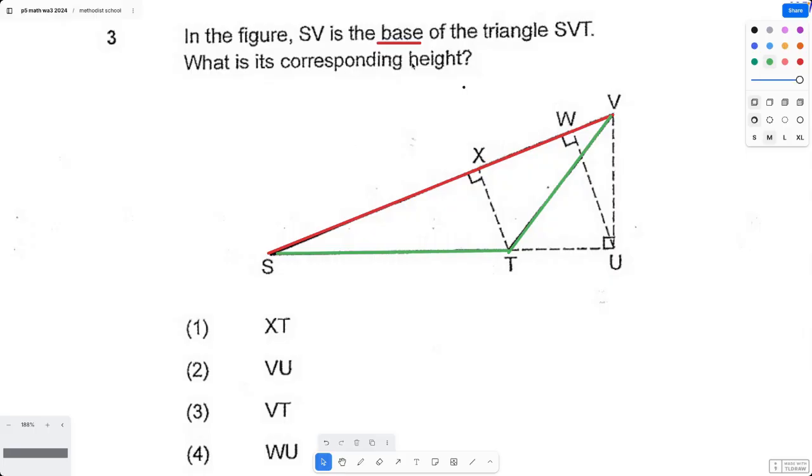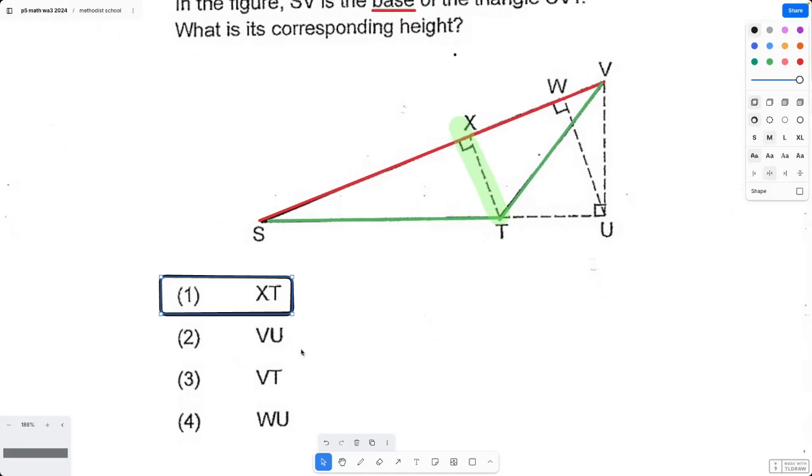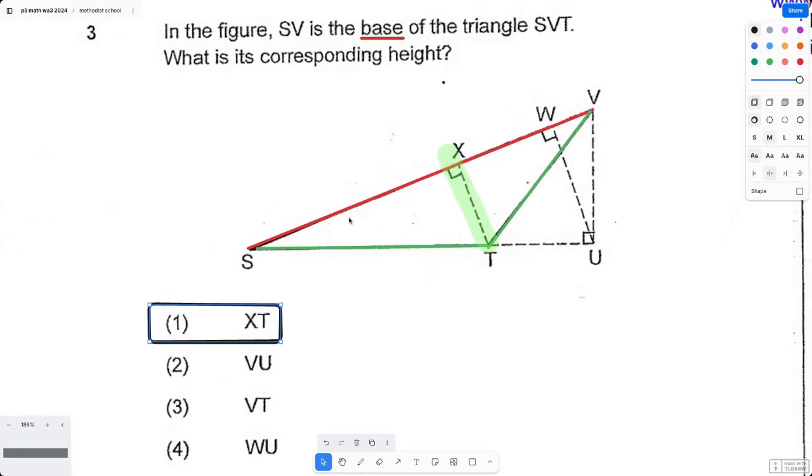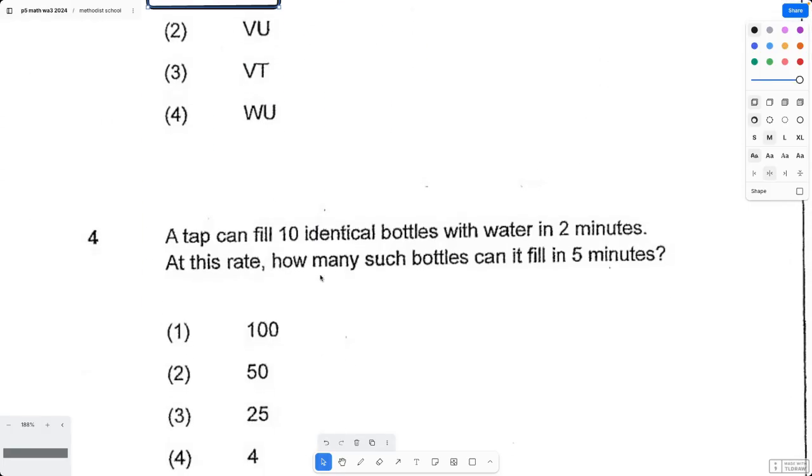What is the corresponding height? Since the base is the red line, the corresponding height is always the line perpendicular to the base. So which line is perpendicular? If your answer is XT over here, then you are right. Very good. So the answer to this question is XT, number 1 as well. If the base is here, the perpendicular should be straight across, and make sure it's a right angle as well. All right, let's move on to the next question.